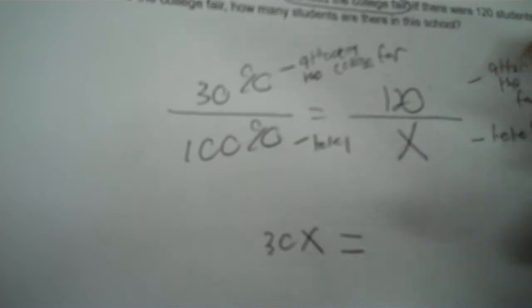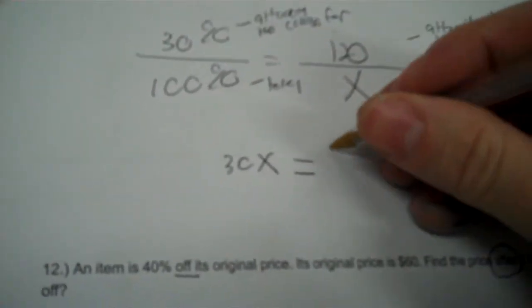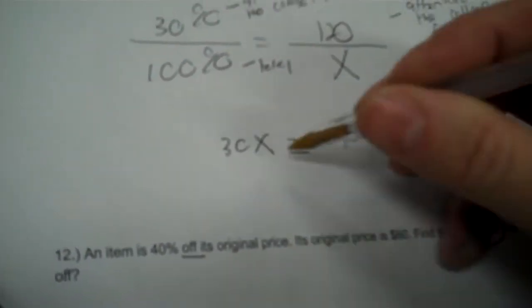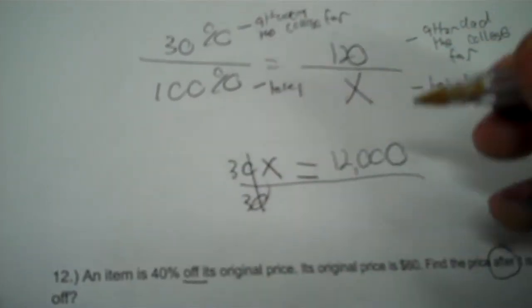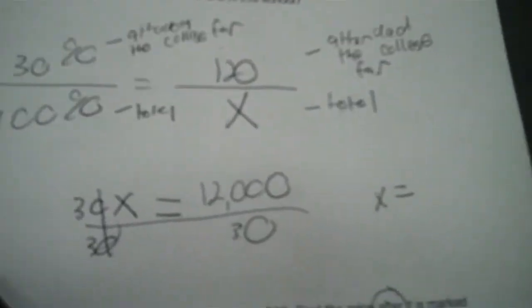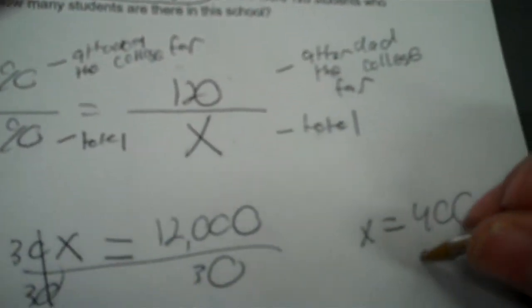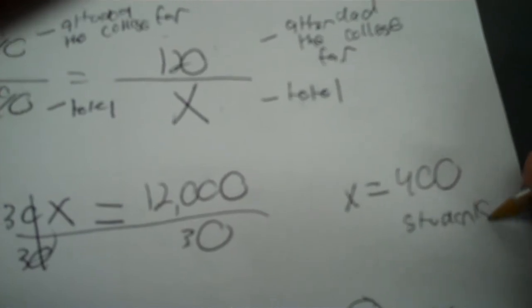30X. 100 times 120 is just going to be a lot of zeros. 12,000. Now divide by 30. I think it's 400. We'll check for sure. Yep, 400. Now as far as the label, look at the 120 students, so it's 400 students.